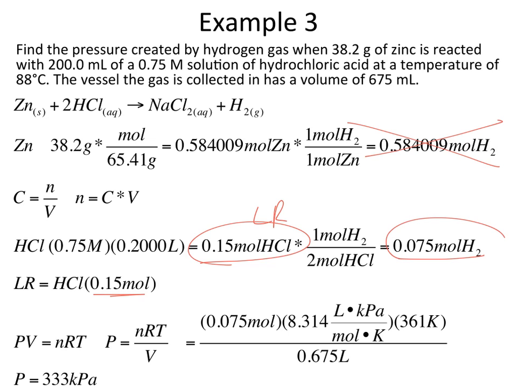Now we figured out how much H2 is going to be produced, so we are looking for our pressure. So we rearrange our equation PV equals nRT. This goes over here, our constant. We have our temperature, which was 88 plus 273 to get Kelvin. And again, our volume that it would occupy is 765 milliliters. Into liters, it's 0.765. And so our final pressure is 333 kilopascals.